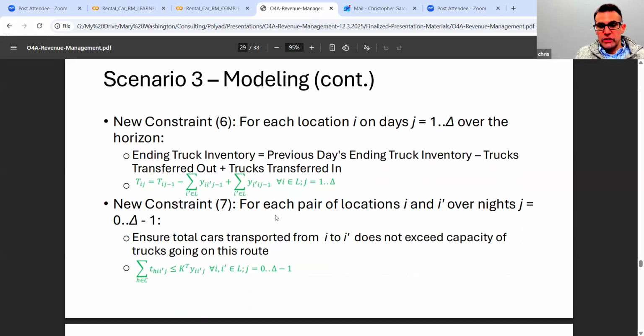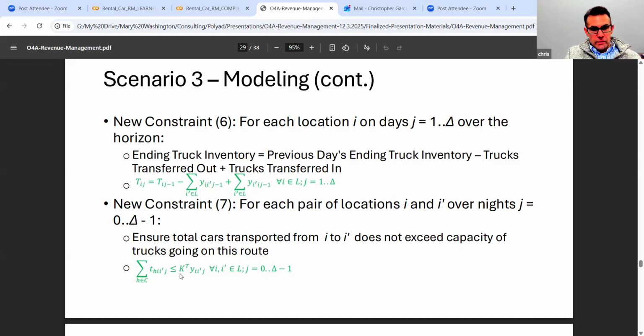Okay, and then we also have to make sure that when I transfer my cars, just as you mentioned, Prajeet, I don't send more cars than I have trucks, right? So let's say I have two trucks, which is going to give me a total of 16 cars I can transfer. I don't send more than 16 cars out. And so the way I do this here is between every pair of locations I and I prime, over all nights, because the transfers happen at night, all nights from 0 up to the last night.